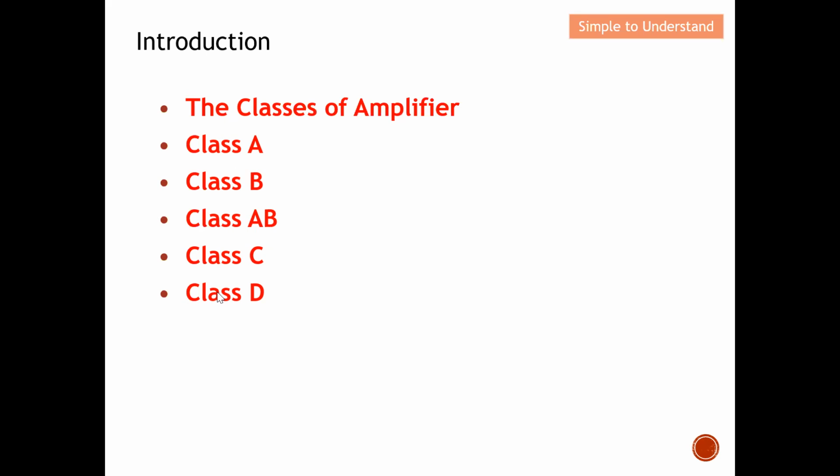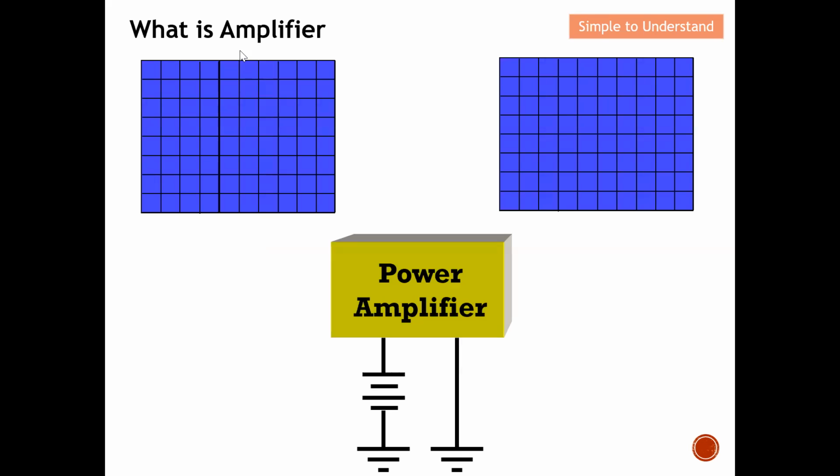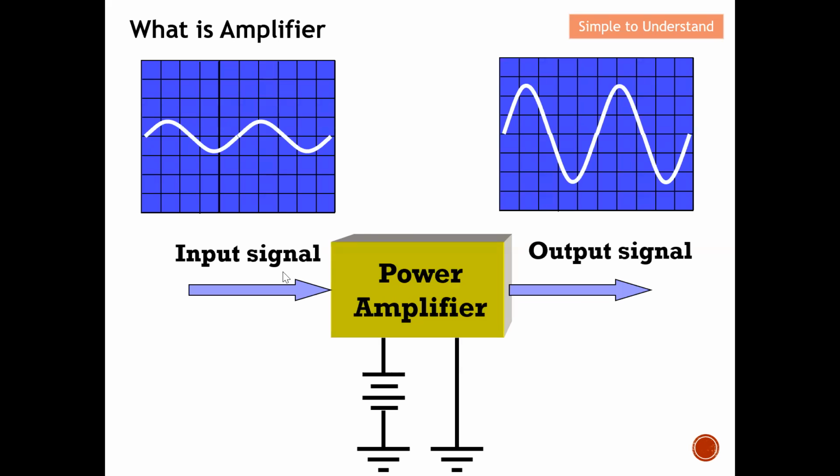Before I start on the different classes of amplifier, let me define what an amplifier actually is. Why do we need an amplifier? What is the role of an amplifier? In short, an amplifier sits in between the input and the output. From here, you can see that the input signal is fed to the input of the amplifier. At the output, we have an output signal.